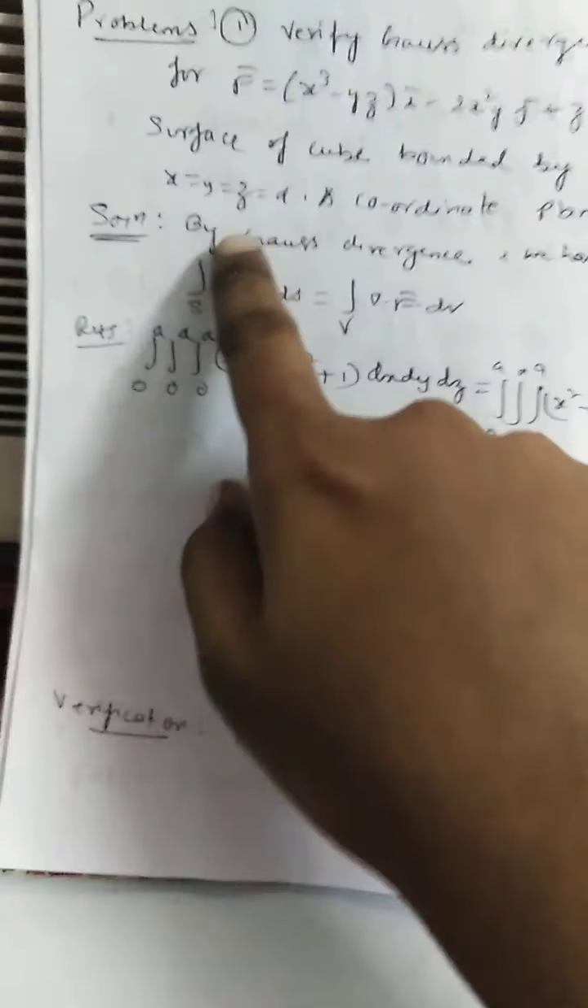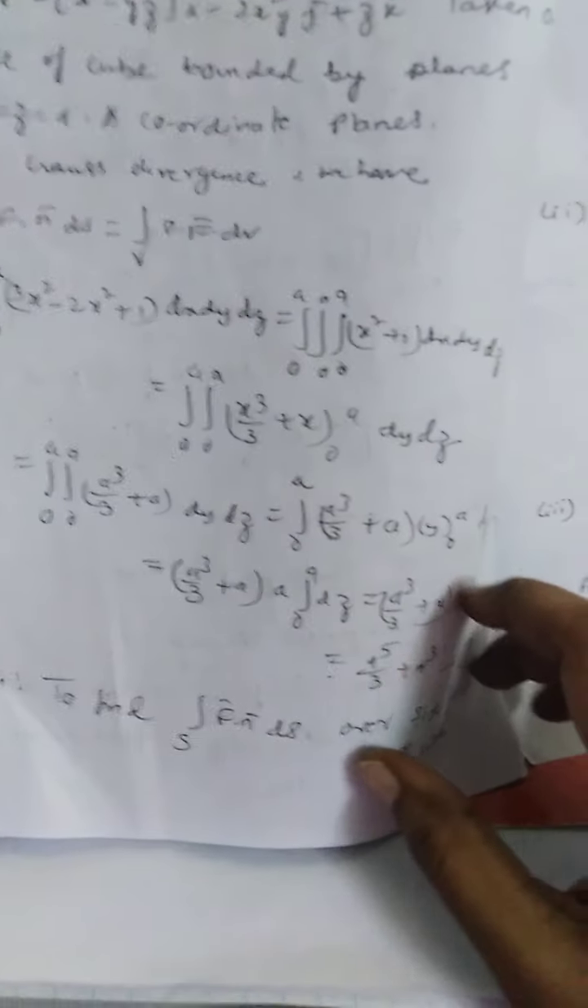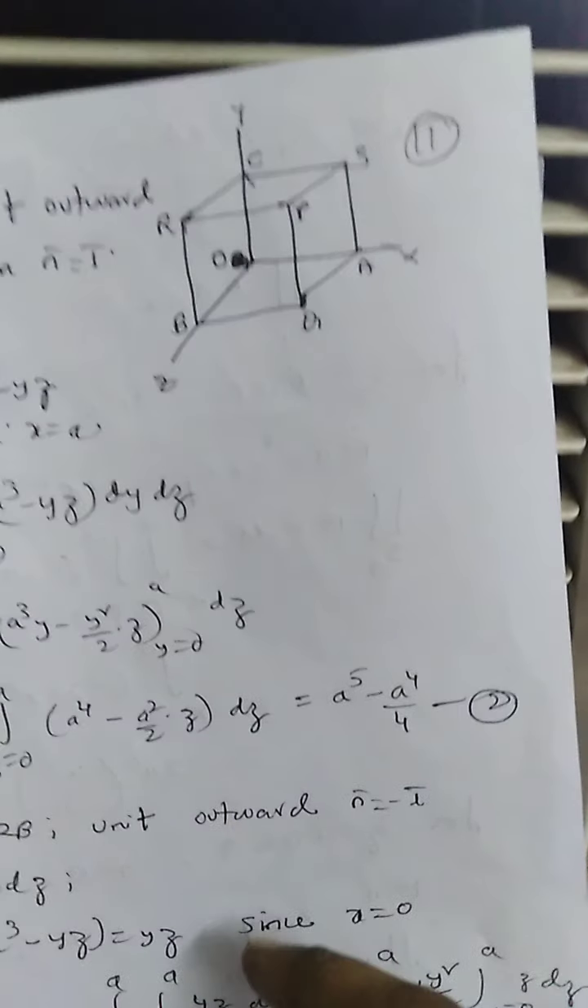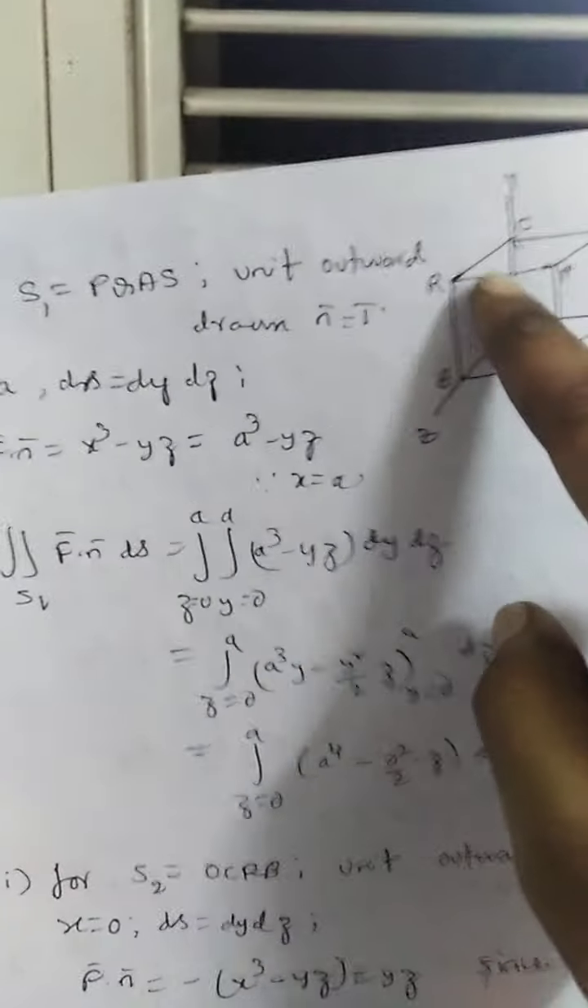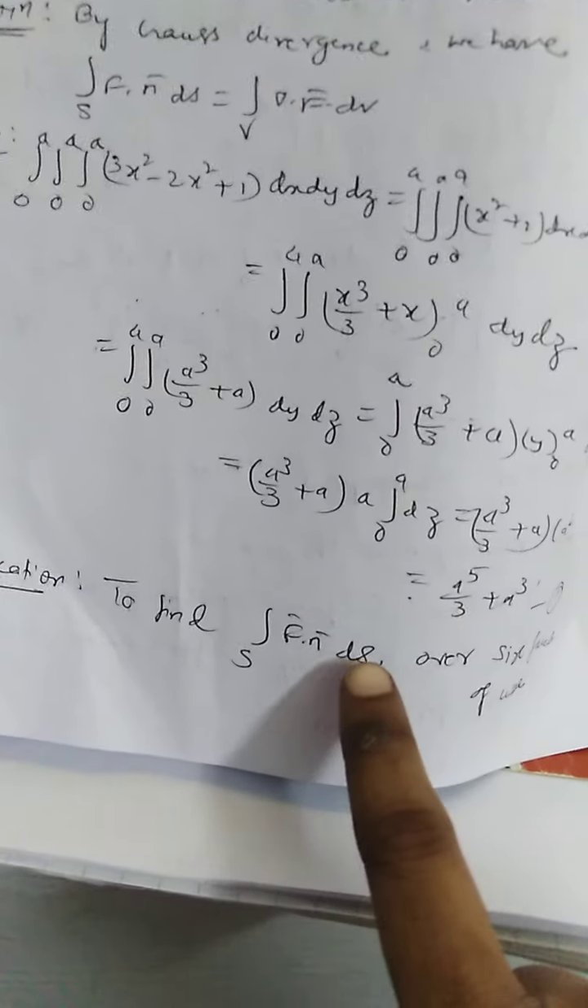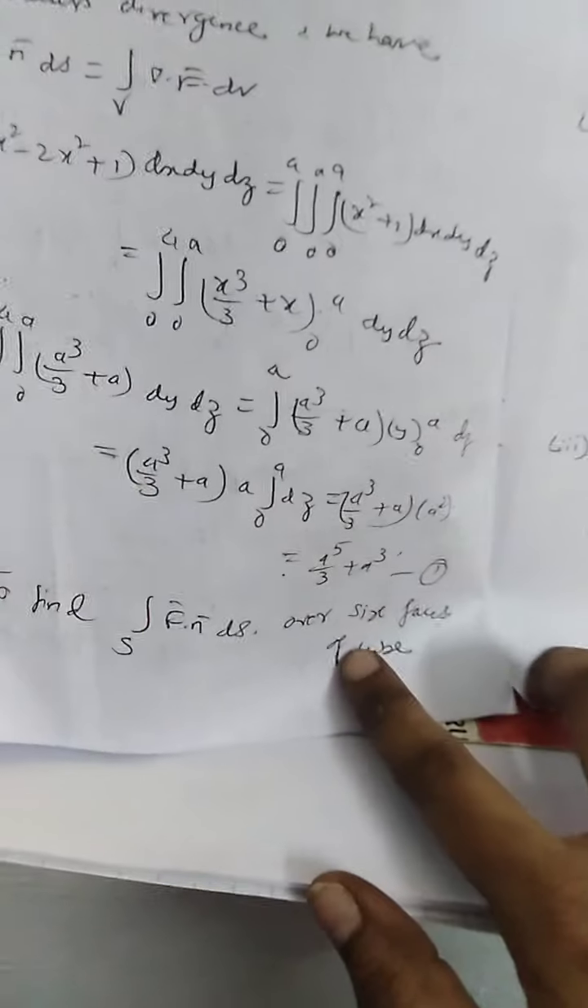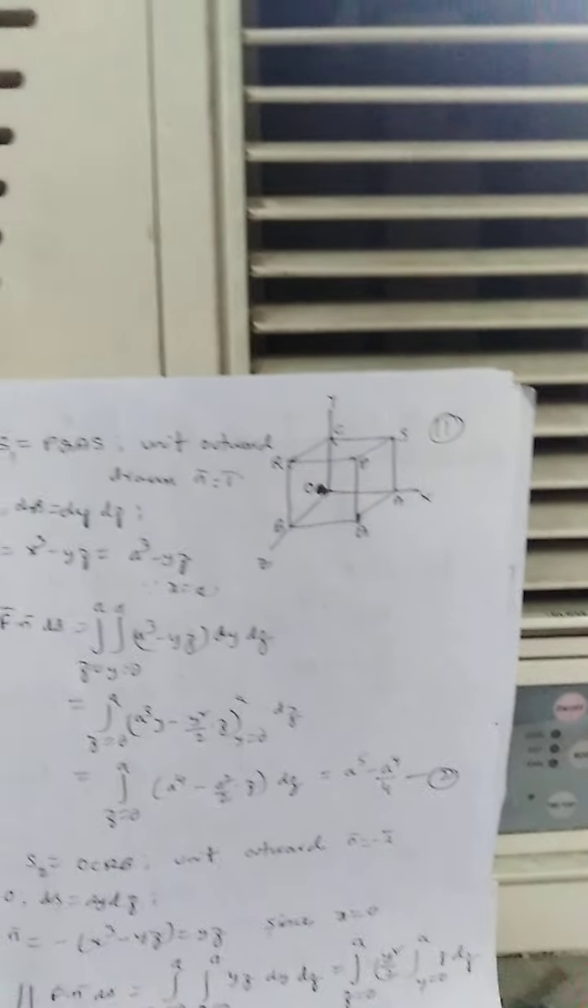Similarly, now we have to verify the LHS part. The LHS is the integral over the surface S of f bar dot n bar dS. This is taken over the cube, shown here in the xyz 3D plane. To find the surface integral, we take f bar dot n bar dS over the 6 faces of the cube. The first face S1 is PQAS, on the right side on the x-axis.